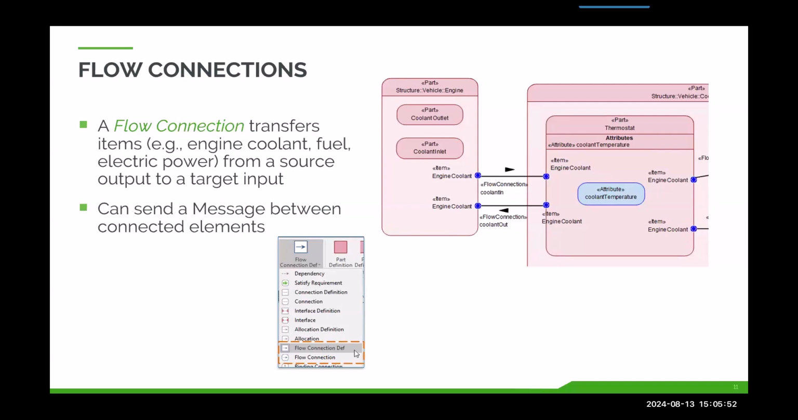We've also implemented flow connections, and these are relationships, links between items that are used to transfer elements between other elements. So that could be coolant, fuel, an electrical charge. So there's typically a source, an output, and a target that acts as an input. And we can optionally send a message with some information between those two elements as well. So in the example we see there, we have a vehicle engine that's sending some coolant onto a cooling system and into a thermostat where the temperature will get read.